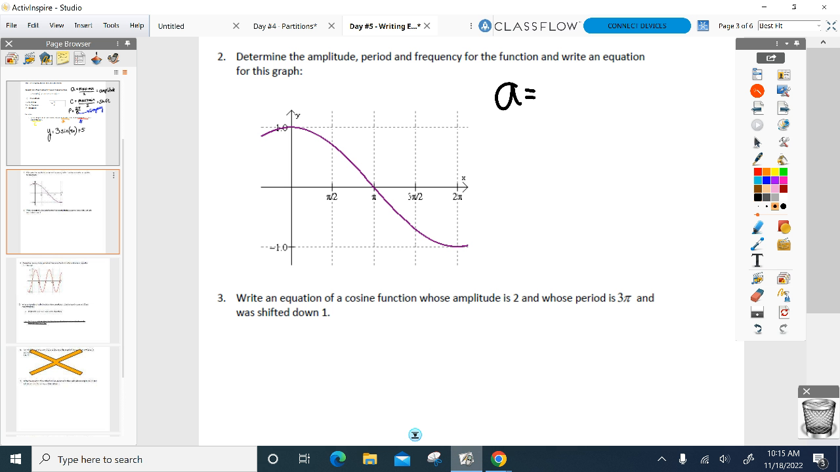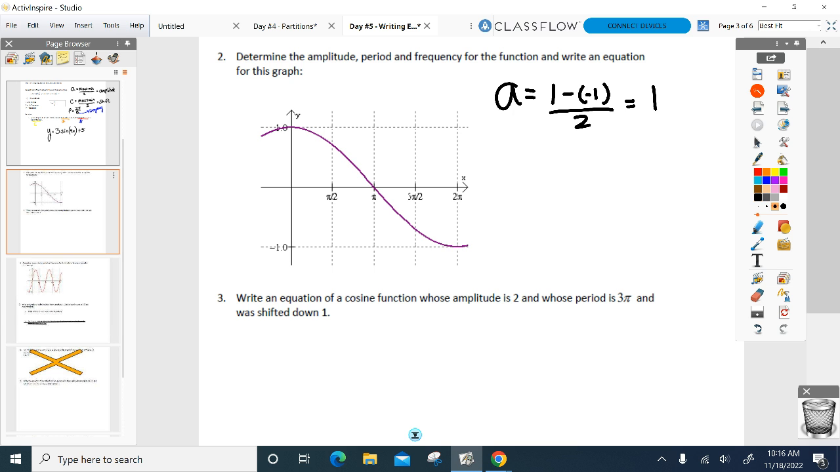What's the max value? 1. Minus, what's the minimum? -1. Minus -1 divided by 2. And we end up with a value of 1.